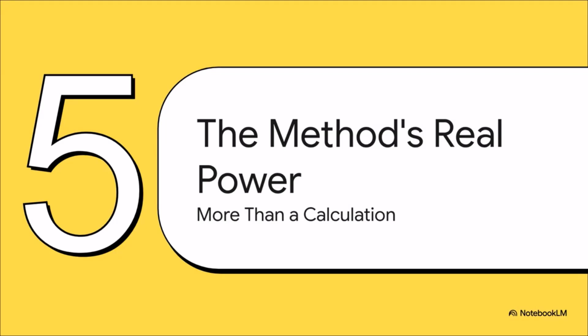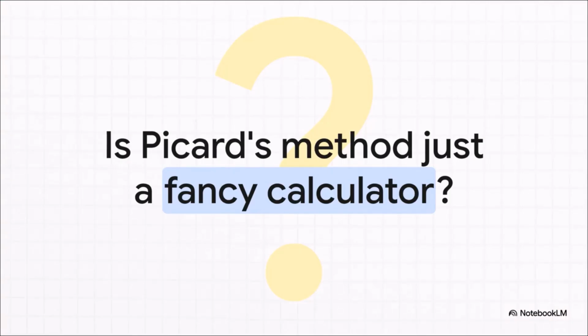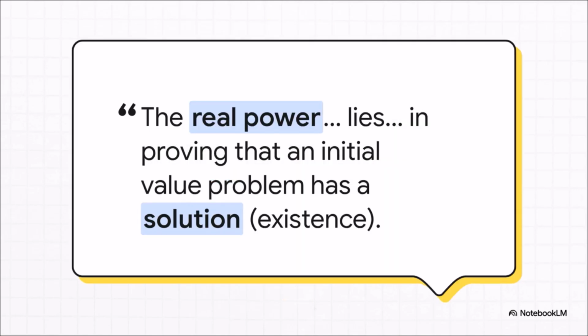So, okay, we've seen that it works, and it's pretty darn elegant. But what's the real point? What's the deep significance of this method? Why do mathematicians care so much about it? Because you might be sitting there thinking, okay, that's a cool party trick, but couldn't I just use a computer to solve this? Right? Is this just a really complicated calculator? And the answer, as our source material makes crystal clear, is a resounding no. The true power of this method has almost nothing to do with calculation. It's about something much, much bigger.